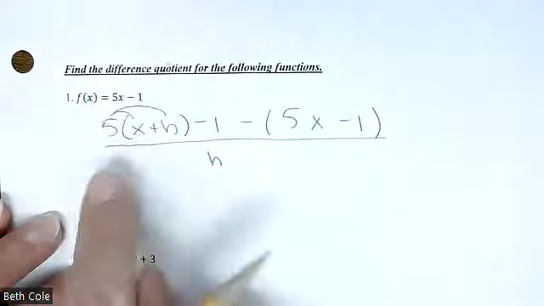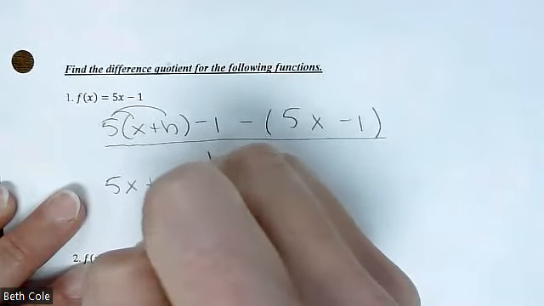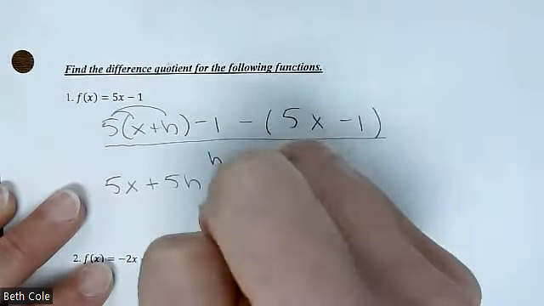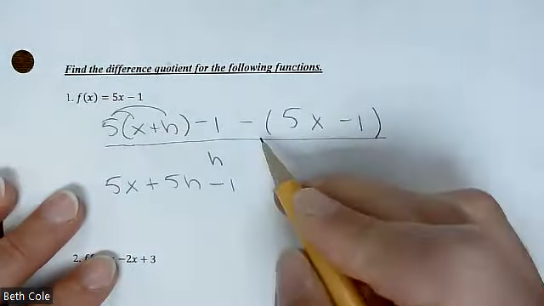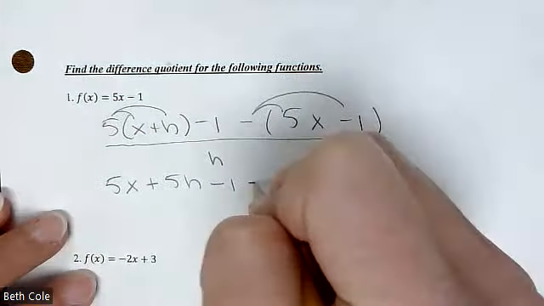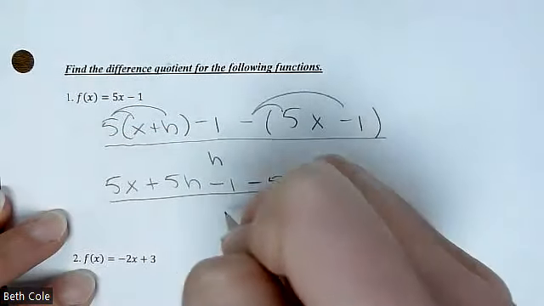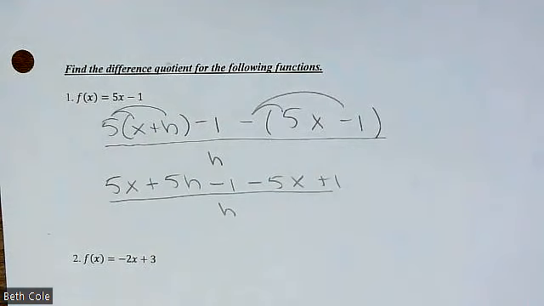What will you get from this first part? Yep. 5x plus 5h, good, minus 1. And then here you have to distribute the negative. Everything's just going to flip-flop its sign. So minus 5x plus 1 all over h. Now, if you've done your job correctly, a lot of stuff should cancel out. So if stuff doesn't cancel out, you lost a negative somewhere is what happens, okay? I like to put boxes around the things that cancel. I think that helps, like box them off.